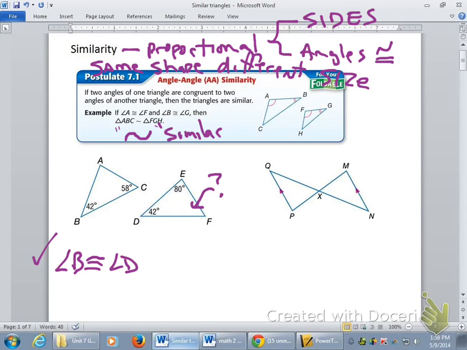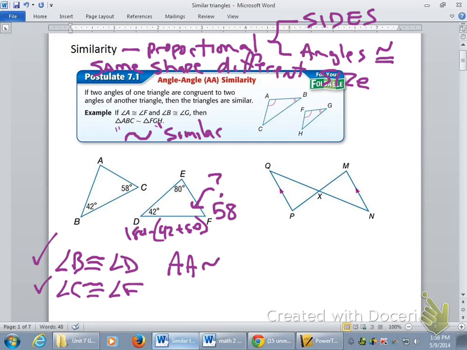What is it? Okay, 42 plus 80, and then subtract that from 180. What does it end up being? 58. So, what did that just tell me? That angle C is congruent to angle F. Do I have two angles? Yes, that's angle, angle, similarity.